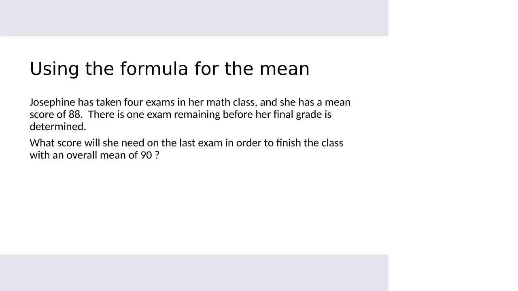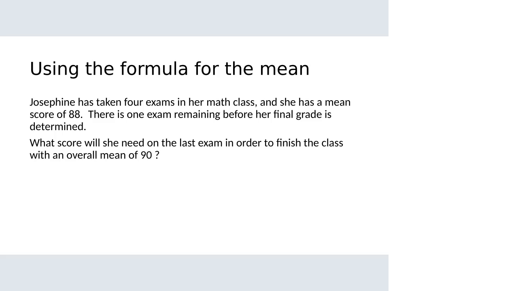Now, this is something that, in my pie in the sky dreams, I think every student does. They look and see, like, where am I now? What do I need on the final exam in this class, the last exam in this class, to get the grade I want? Maybe you're somebody who does that, maybe not. It's okay. But here Josephine has taken 4 exams and she has a mean score of 88. And there's 1 exam to go. And we want to know, what does she need on that exam to finish with an overall mean of 90?